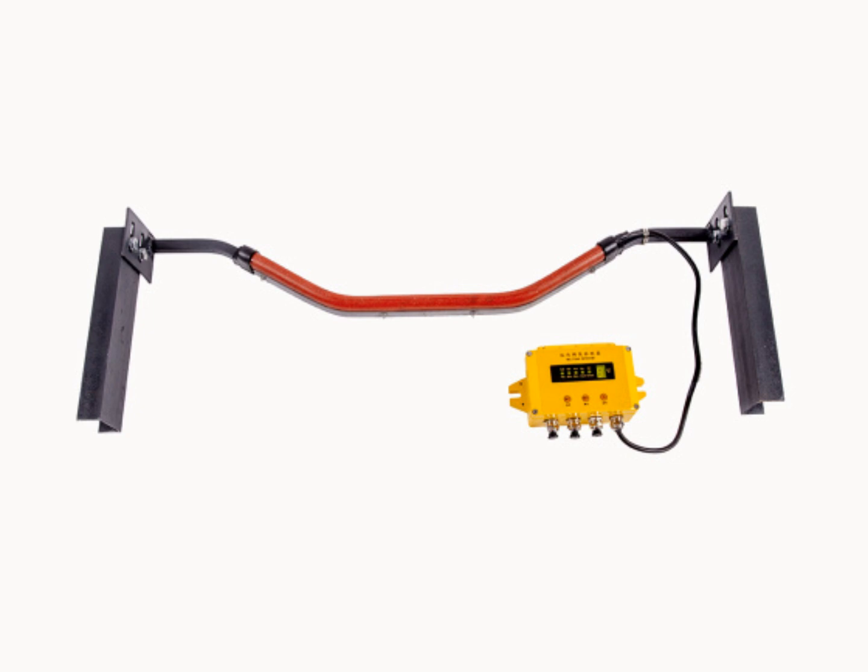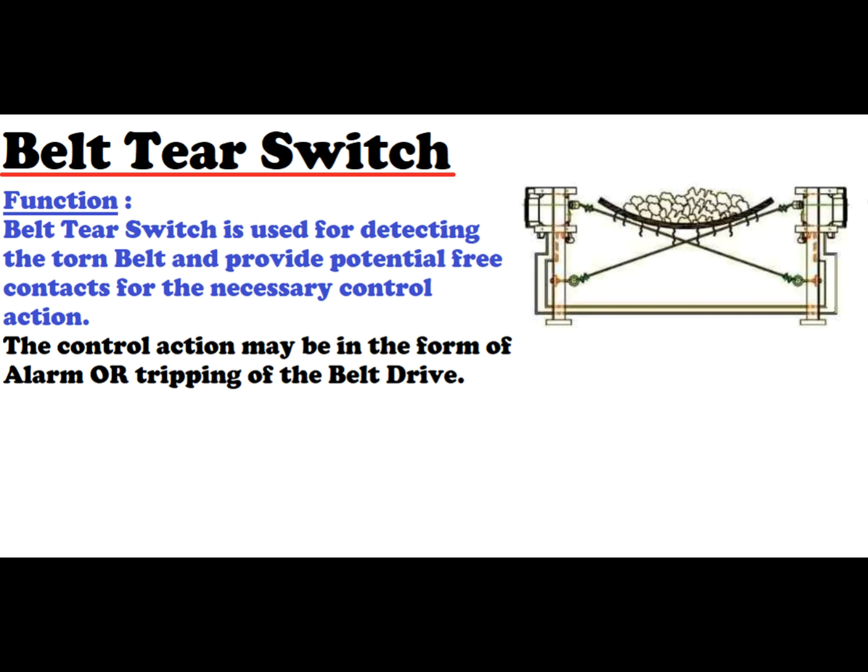The center part is the sensing part, and on both sides we have a support that is connected alongside the belt. So whenever the belt gets damaged or cut in the center, the material will come out of it and touch this sensing part, and the sensing part will give feedback to the PLC or the control circuit that there is something wrong in the conveyor, and it will help in stopping the conveyor. Let's see the theoretical part of it.